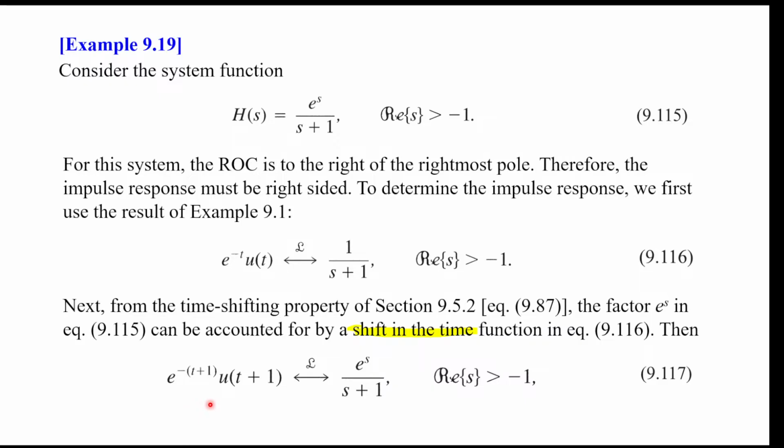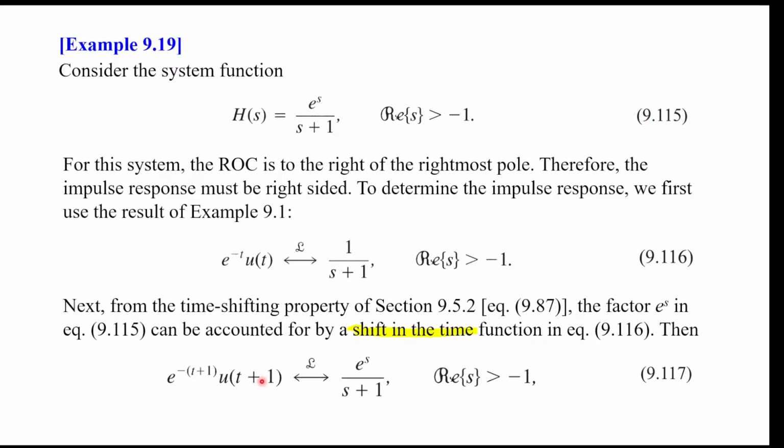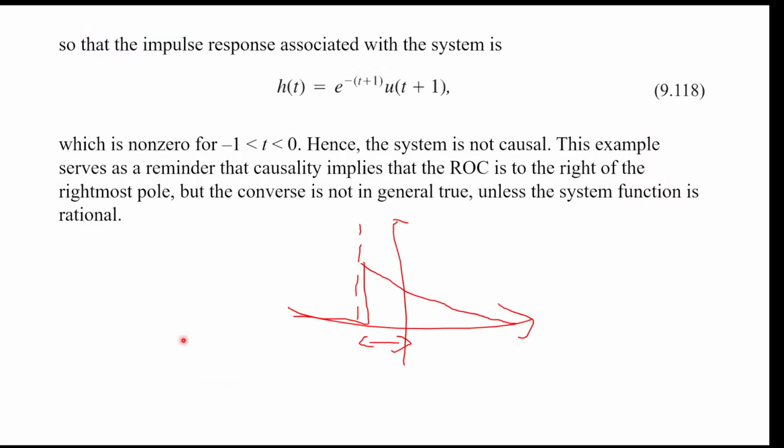Since this is just a time shift of the exponential decay function, it is an advance. This is just advancing h of t by 1 time step, so this small h of t will look like this. You just pull the whole function to the left by 1 unit. So h of t is now an exponential decay starting at t equal to -1, by the time shifting property.